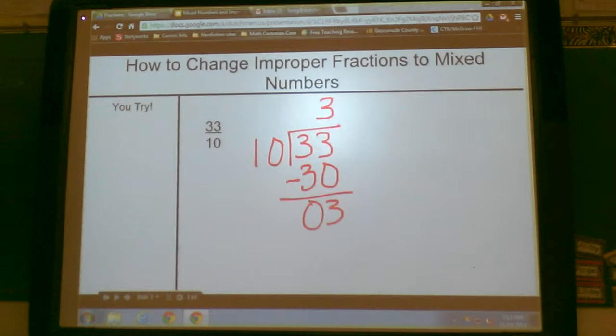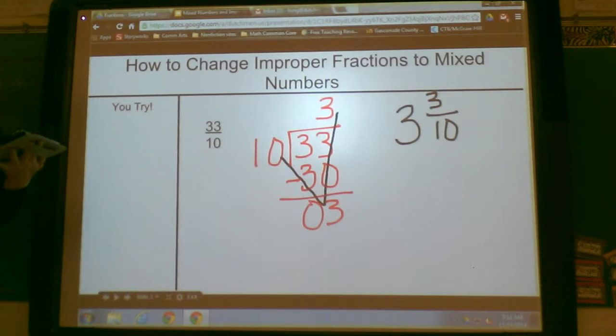So now I can use our check mark system. And I'm going to draw a check mark right over top. So our top number is our whole number. Our bottom number is our numerator. And our number on the outside is our denominator. Now, thinking back, can we simplify or reduce this? No, we cannot. There is no number that will go into 3 and 10 other than 1. So it is in simplest form. So 33/10 written as a mixed number is 3 3/10.